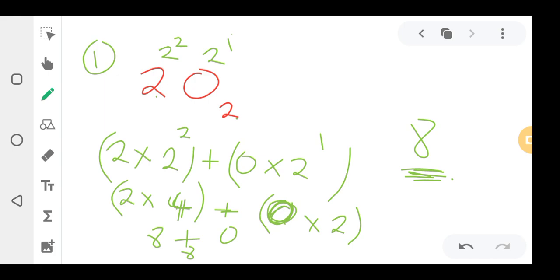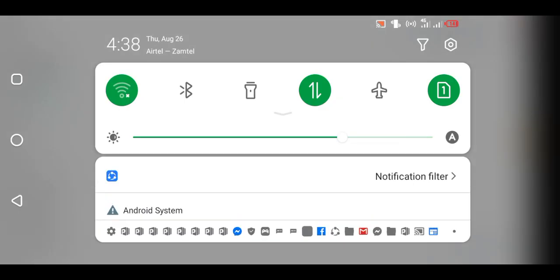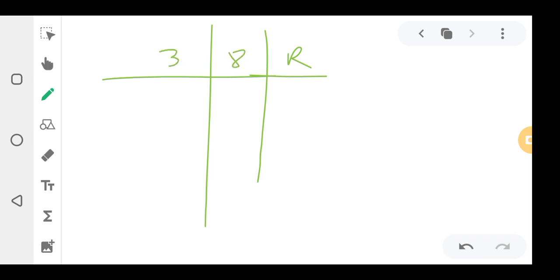So now you convert from base 10, this answer, to base 3. You continue with it. You do like this: you put R there, and then you say 3 into the number. 3 into 8 goes 3 times, remainder 2. You continue: 3 into 3 goes 1, remainder 0.